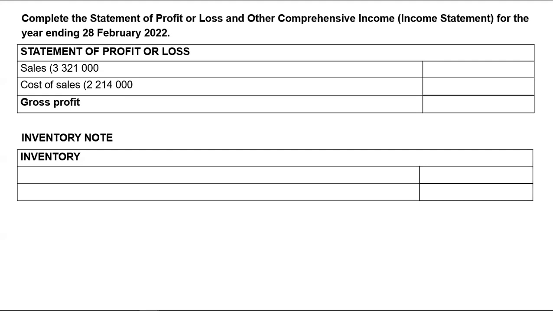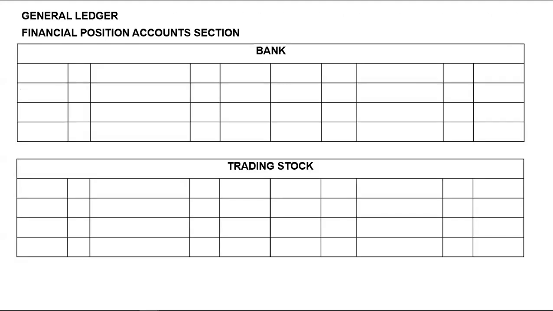If you've been paying attention, you will note that in your trading account, on the credit side, you have a net sales figure of 3,234,000. And on the debit side, you have cost of sales of 2,200,000. We'll get to that later on. But by now, you should have seen that.